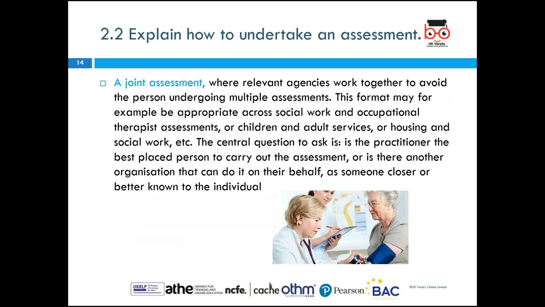Then you can have a joint assessment. This is where relevant agencies will work together to make sure that one person who might need multiple assessments doesn't have to have multiple assessments. They can just have the one assessment and have everything looked at all at once. So this is appropriate across social work and occupational therapist assessments, or for children and adult services, for housing, work, and all of those.